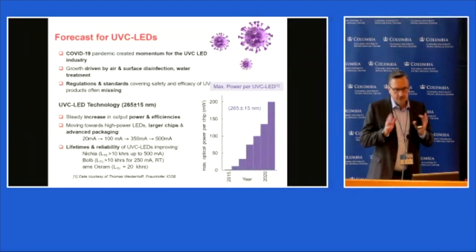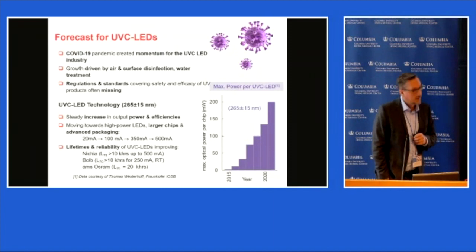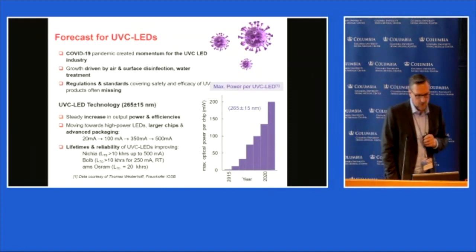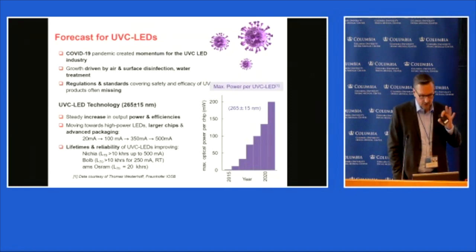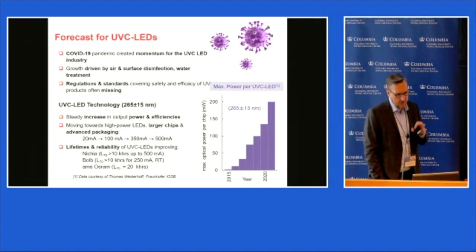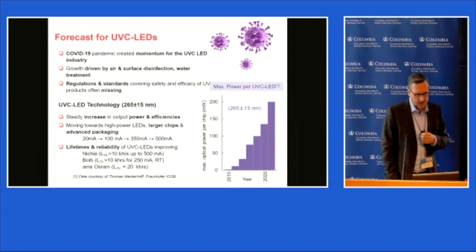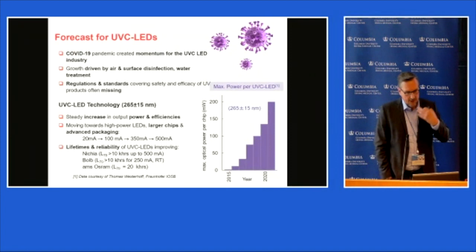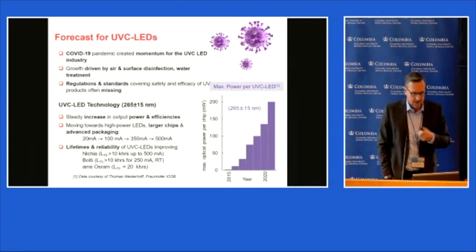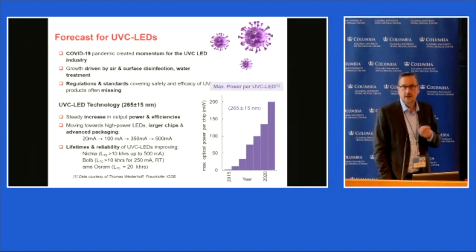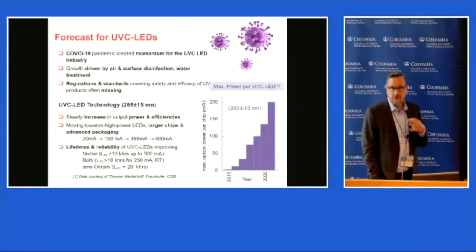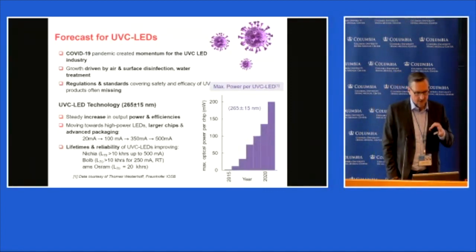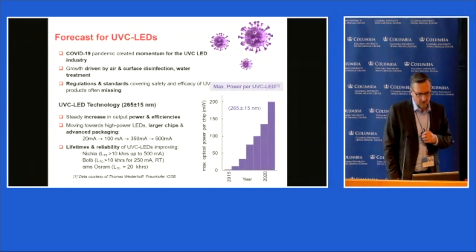In order to give you, again, a little bit broader scope, this is some of the forecasts for UVC LEDs in the disinfection band between 250 and 280 nanometer. And also in this area, the COVID pandemic has really helped to create more momentum for this industry and R&D in the spectral range, driven by air and surface disinfection and water treatment. We also think that regulation and standards covering the safety and efficiency of these devices are still missing, especially for the application and products.